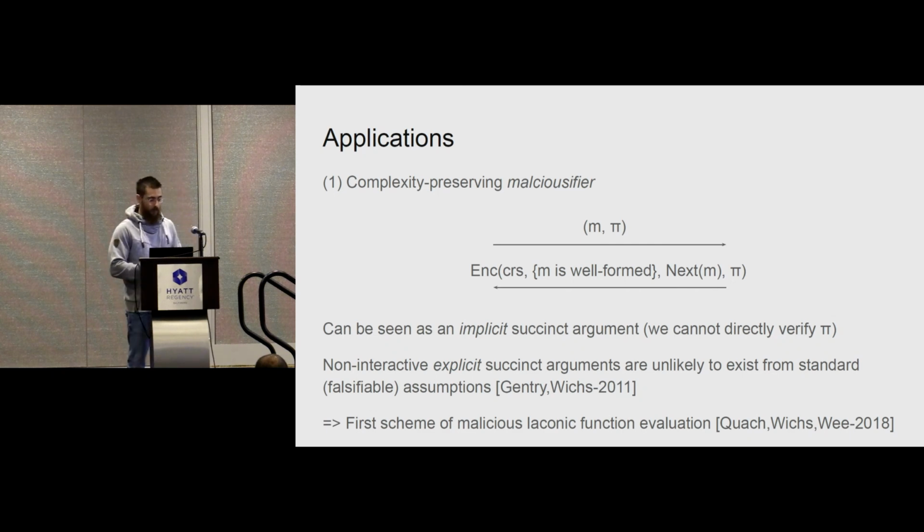And in fact, we even have barriers, shown by the work of Gentry and Wichs, that they cannot exist from any falsifiable assumption. By falsifiable, you should think of nice assumptions, standard assumptions in cryptography. So there are candidate protocols, but they assume essentially that the scheme works. Good. In particular, this framework gives us the first scheme of malicious laconic function evaluation from standard assumption, which I refer you to the paper for. I'm not going to talk about this today.